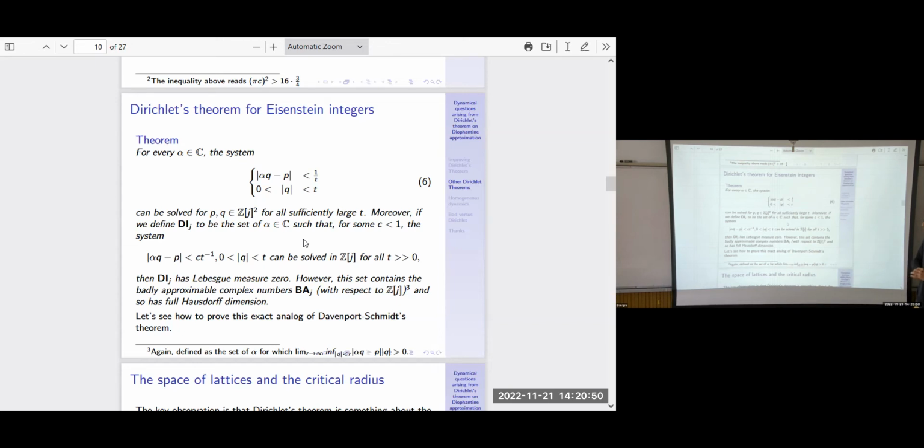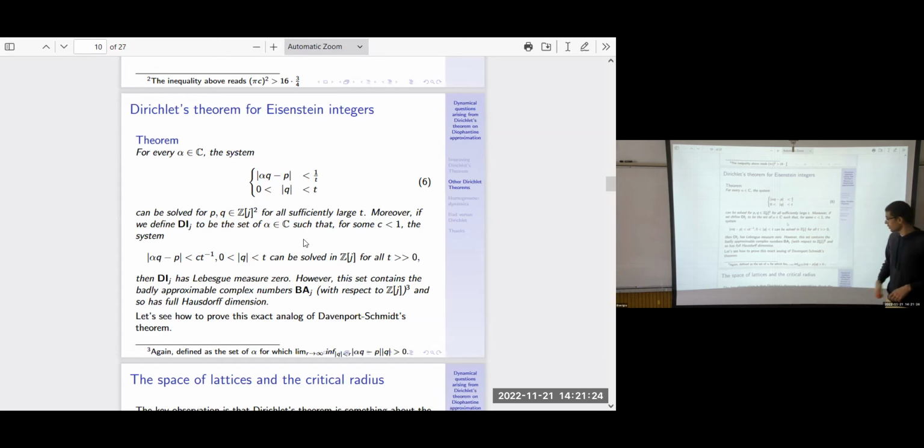It's the set of all complex numbers such that for some c less than 1, I can solve this system with c over here: |alpha q minus p| less than c over d, and again q goes from 0 to p. So it can be solved for all sufficiently large c. Then again, Dij has Lebesgue measure 0, but it contains Daj, and so has full Hausdorff dimension. In fact, it's winning.